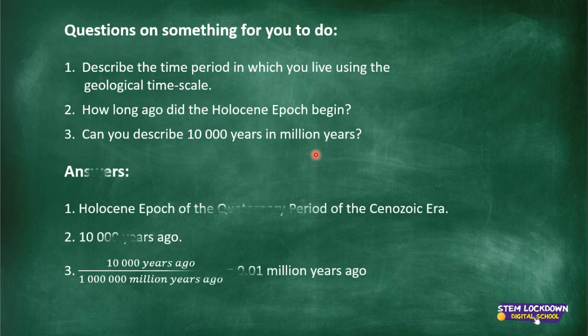So these are the answers. The Holocene epoch of the Quaternary period of the Cenozoic era, because this is the present era that we fall under from the 3 main eras. And how long ago did the Holocene epoch begin? It began 10,000 years ago. And lastly, can you express 10,000 years in millions of years? Just say 10,000 years ago divided by 1 million years ago equals 0.01 million years ago.